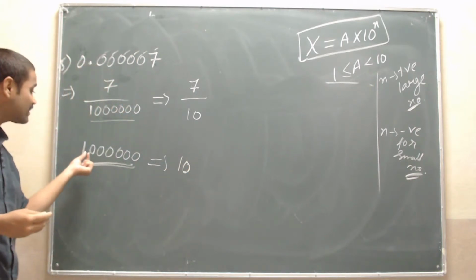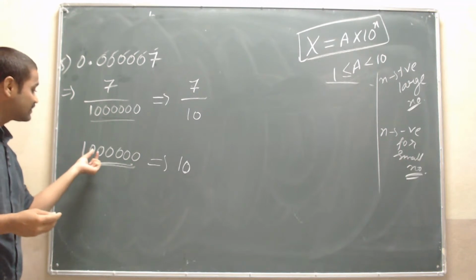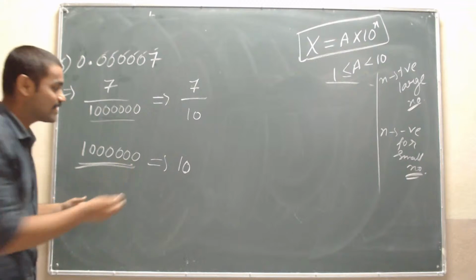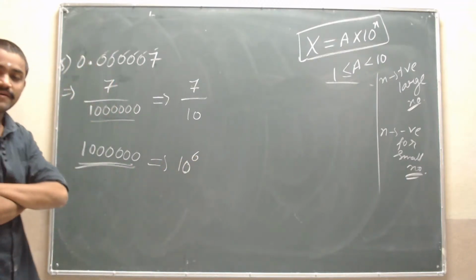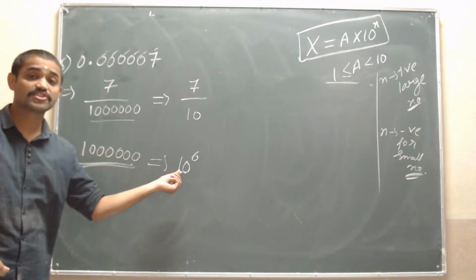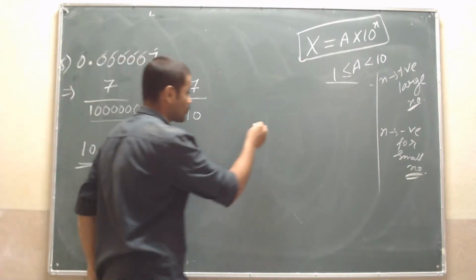Now convert this number, that is 1, 2, 3, 4, 5, 6. How many? 6. 10 to the power of 6. Yes, sir, zeros are 1, 2, 3, 4, 5, 6. 6 zeros, so it is equal to 10 to the power of 6.